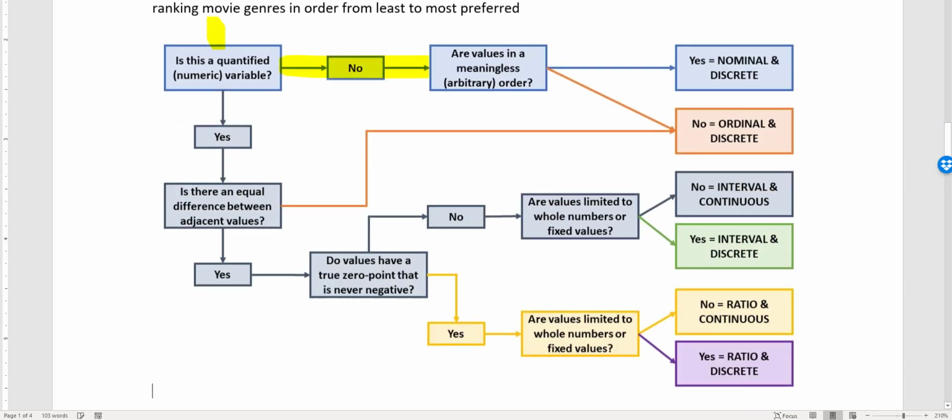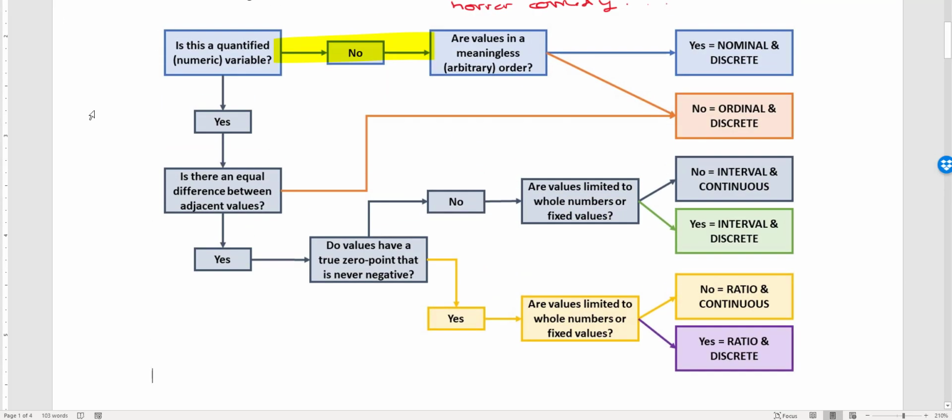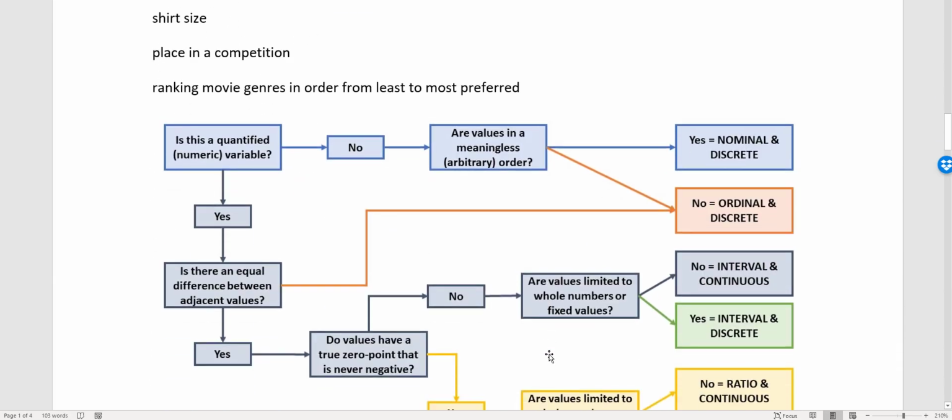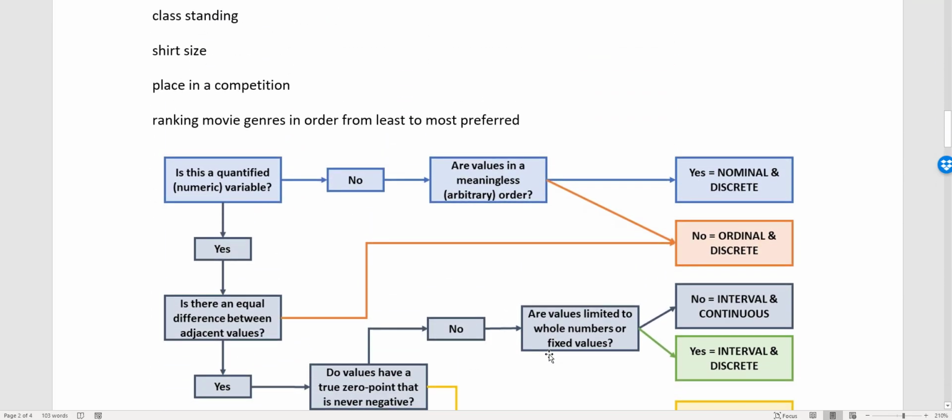All right, now let's take a look at shirt size. Okay, so for shirt size, is that numeric or quantified? No, it's not really, right? Small, medium, large. And those are not in a meaningless order because, right, large is larger than medium, medium's larger than small. There's a meaningful order to it. So that lands us on ordinal and discrete. And again, ordinal data is always going to be discrete.